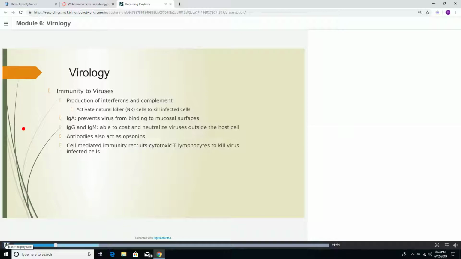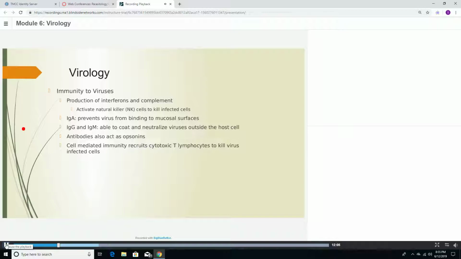unenveloped viruses. So our adaptive immunity is going to involve producing antibodies, and these antibodies are going to be specific for viral infections. So one of our antibodies is known as IgA. So IgA can prevent viruses from binding to our epithelial host cells that line the mucous membranes of our respiratory tract, gastrointestinal tract, and our urogenital tract. So basically, if the virus cannot bind to our surfaces and attach to our cells, then they cannot infect our cells.